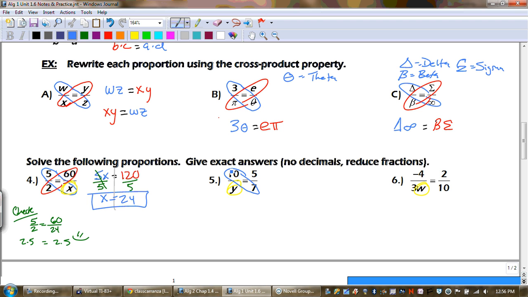Okay? So 10 times 7, that gives us 70. And does that equal 5 times y, which is 5y? Okay, to get the y by itself, we divide both sides by 5. Those cancel. And 70 divided by 5, well, that gives us a grand total of 14. So 14 equals y. All right, number 6.